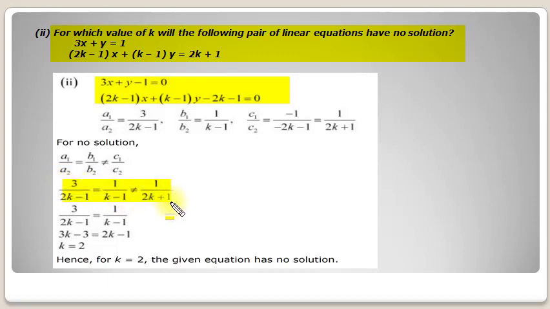Okay, now, since these two values are equal, which two values? 3 upon 2k minus 1 is equal to 1 upon k minus 1. First, we will take these two things equal and solve it, and we will get the value of k. We will cross multiply and solve this equation. So we will get the value of k, which is 2.